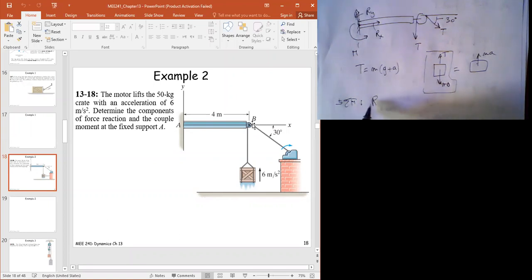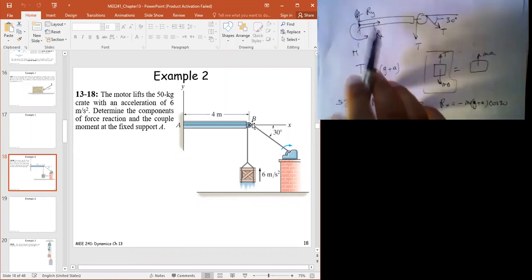Okay, so summing the forces, what do I get here? Rx plus T cosine 30 plus T cosine 30 equal to 0. Exactly. So we have Rx is equal to how much? Minus T cosine 30, right? Which is minus basically mg plus A cosine 30. Why do I have a minus sign? Because it should be in the opposite way.